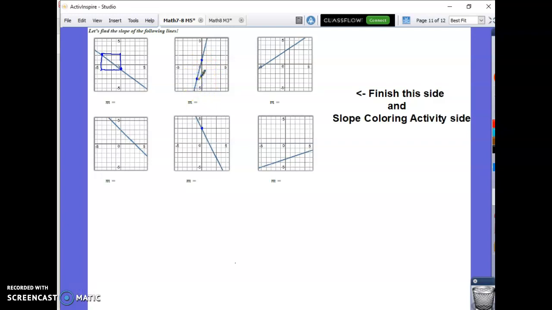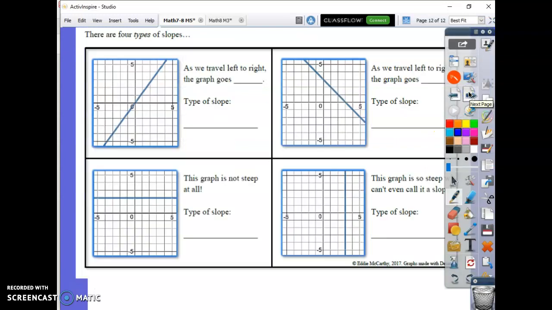So practice finding good points that you can use. And even if you miss a point in between, remember you can reduce your fraction to get the correct slope. So it doesn't matter if you pick these two and your friend picks one that's up here and up here. You should both get the same slope when you reduce them at the end. So you're going to finish this side and the coloring activity side, but let's finish up our notes real quick.